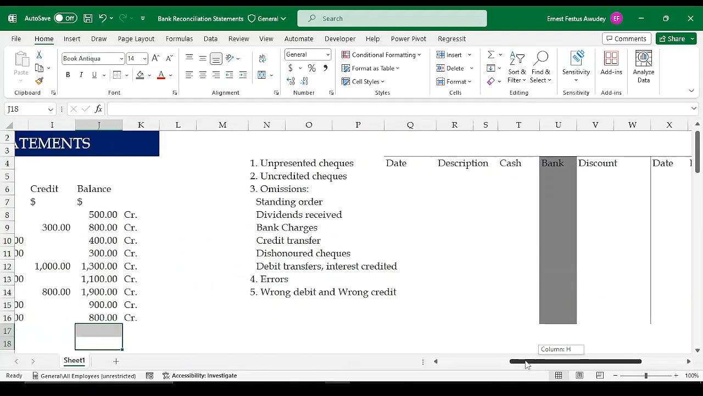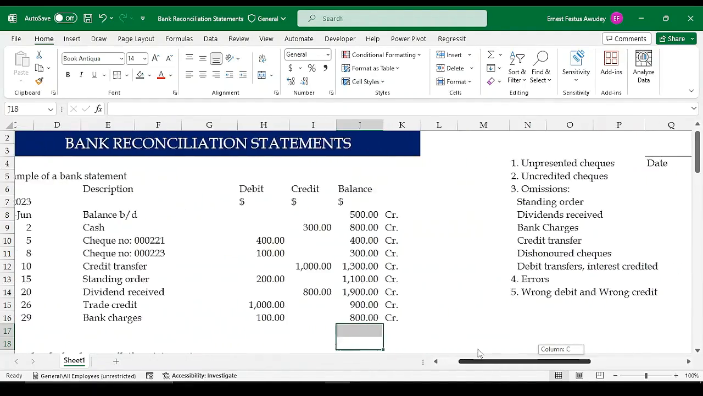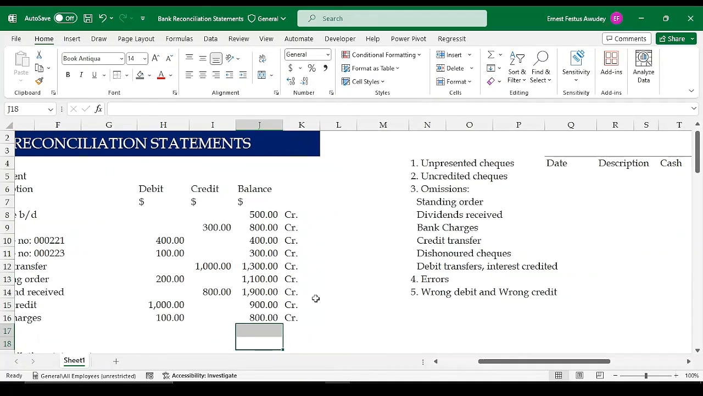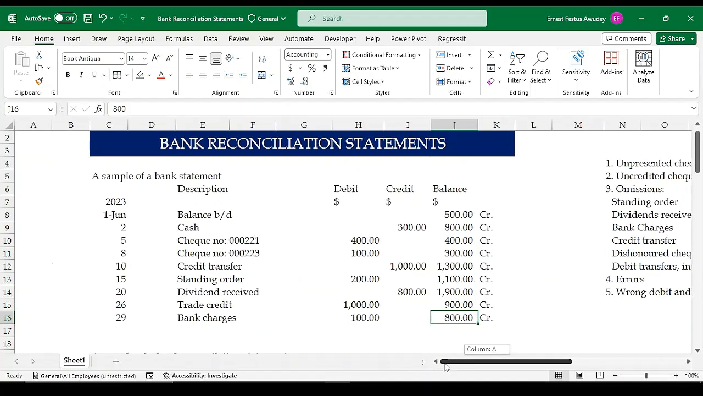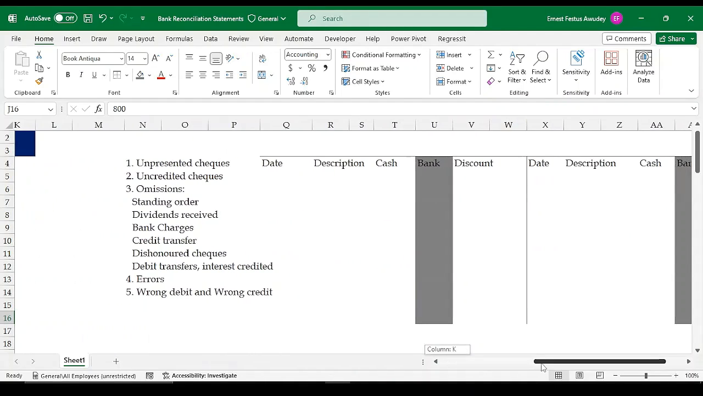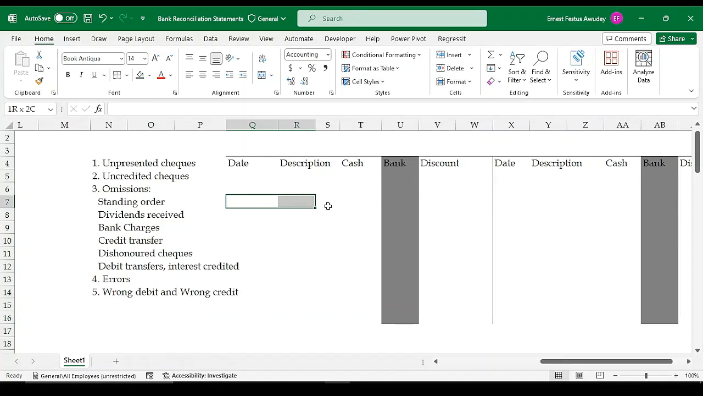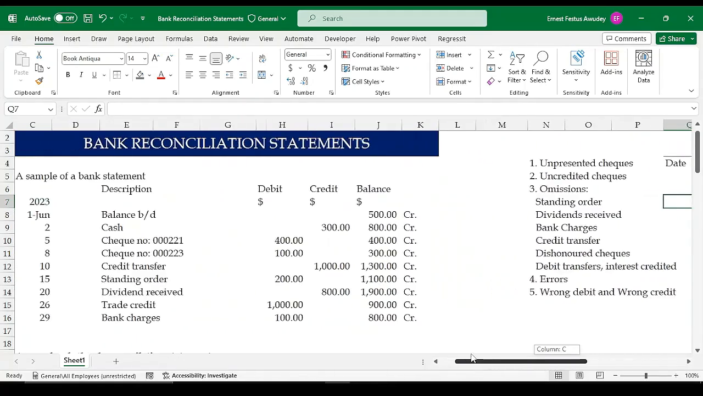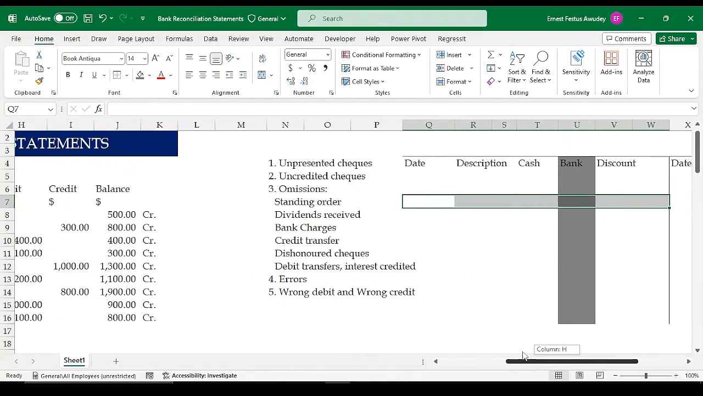Another one is interest credited. Just as we have bank charges, your amount sitting in the bank account might attract interest, maybe at the end of a quarter, and such interest will be credited in your account, but you might not be aware, just as with bank charges, so that you can enter it at the debit side of the cash book. That will also cause another difference. So those are some of the omissions that we have.